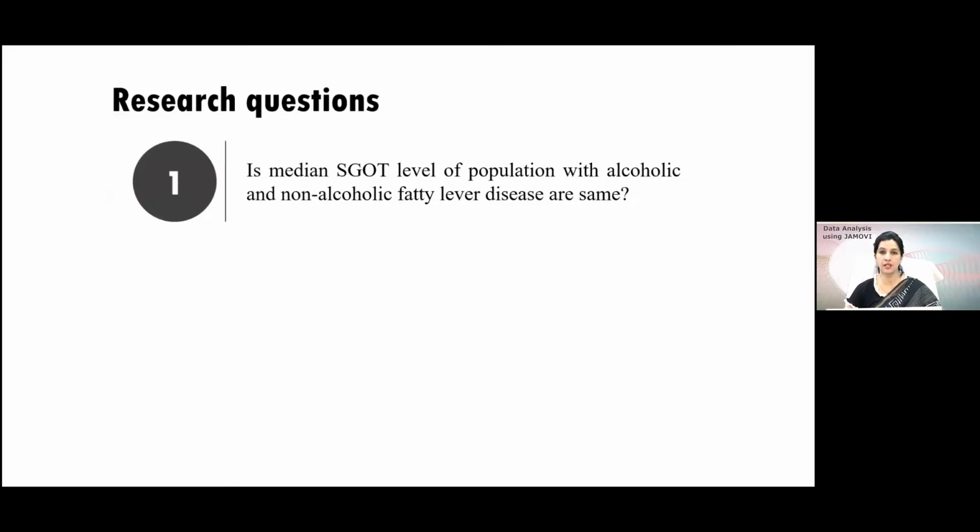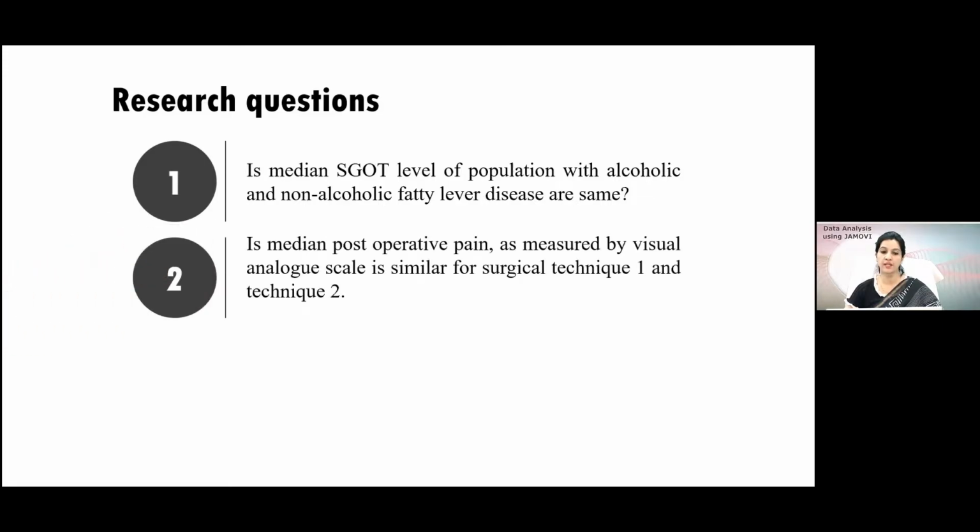There will be one continuous variable, but again, we will replace the term mean, which we cannot use, with median. So the research question would be: is there any difference in median SGOT levels in the population with alcoholic and non-alcoholic fatty liver disease? Then, is the median post-operative pain, which we have measured by the visual analog scale, similar for surgical technique 1 and surgical technique 2?